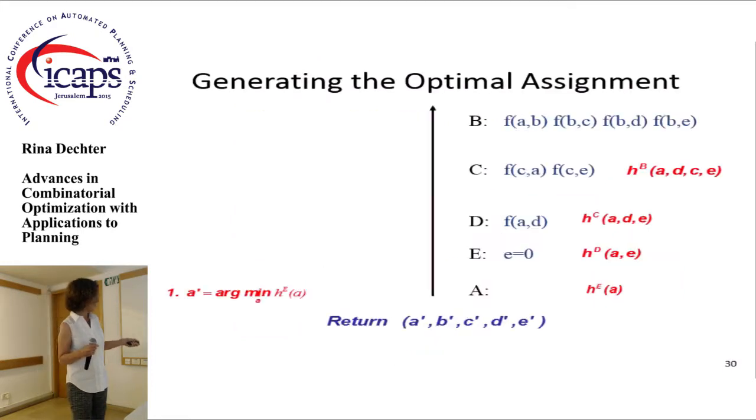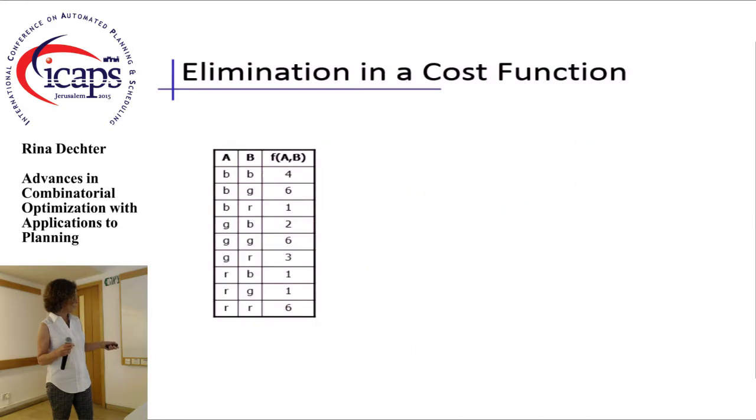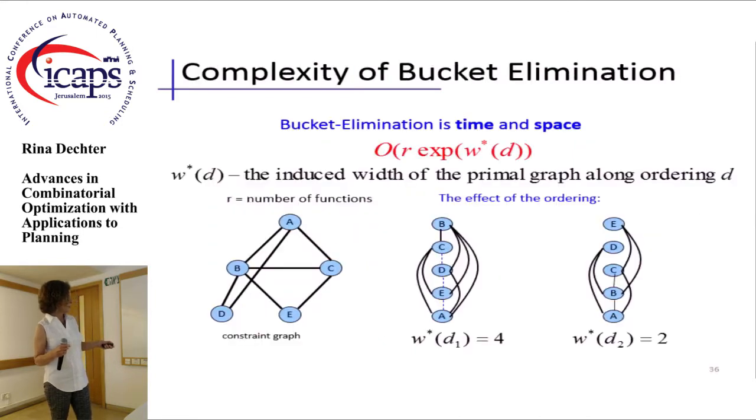So here is how it is defined graphically. I have a graph, I take the ordered graph, and these are the arcs in the ordered graph. The width of a node is the number of back edges going from the node to earlier variables. The induced ordered graph is the graph where I connect the parents of each node. I connect the parents of B with this additional arc, then the parents of C, D and E, and this will be the induced graph. In this induced graph, I count how many back edges each node has, and the maximum is the induced width of this ordering.